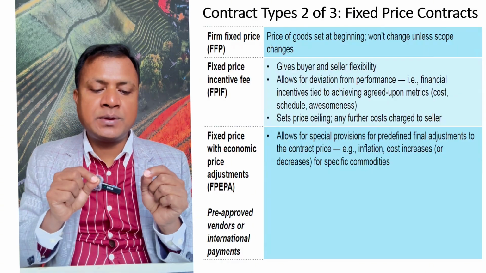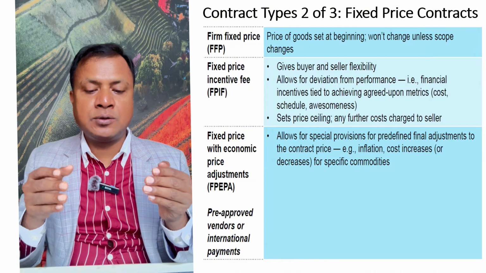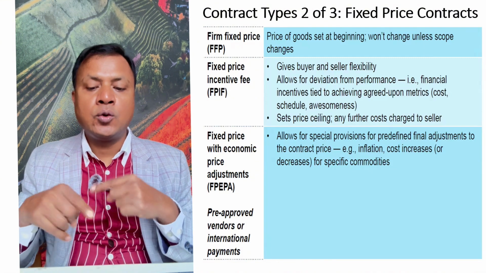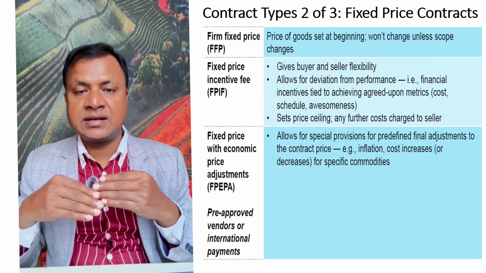Number two is fixed price with economic price adjustment. You know, in the market actually there is inflation, costs increase and decrease, market price hikes are there.